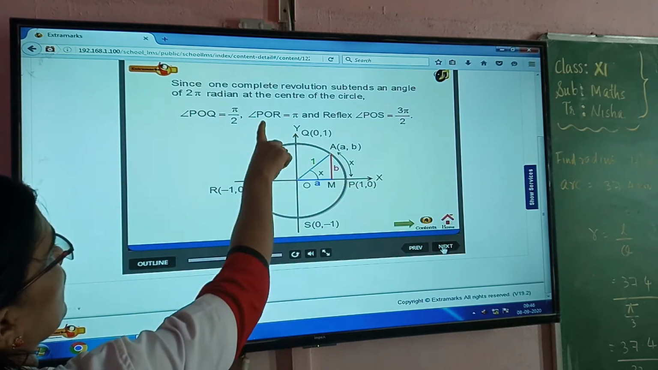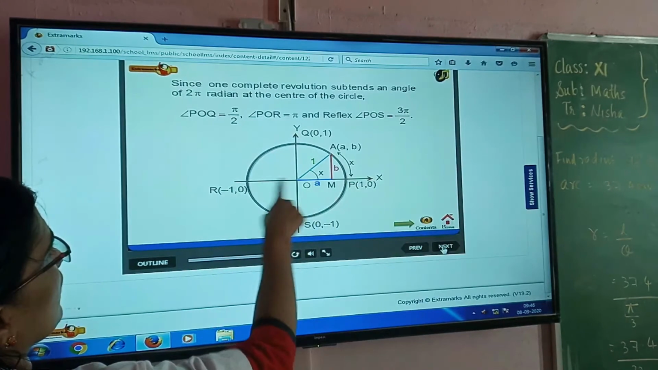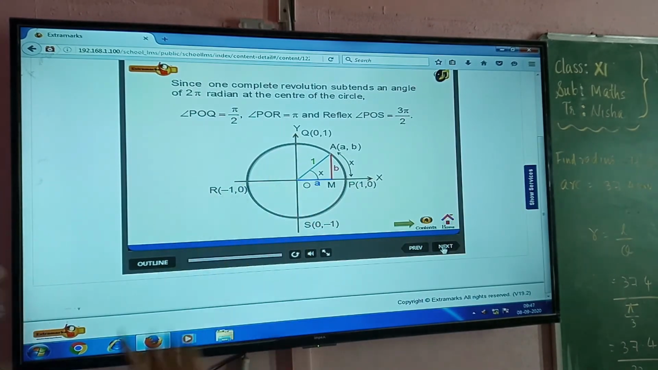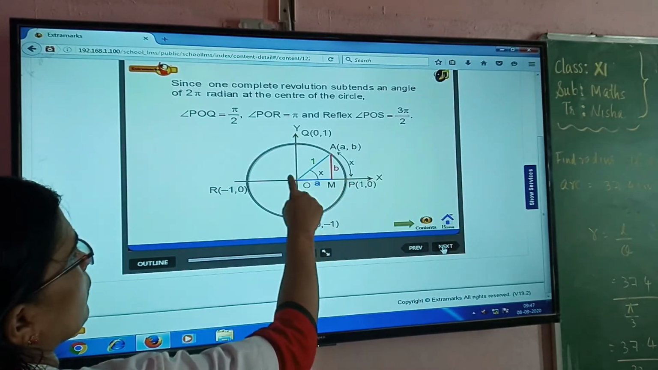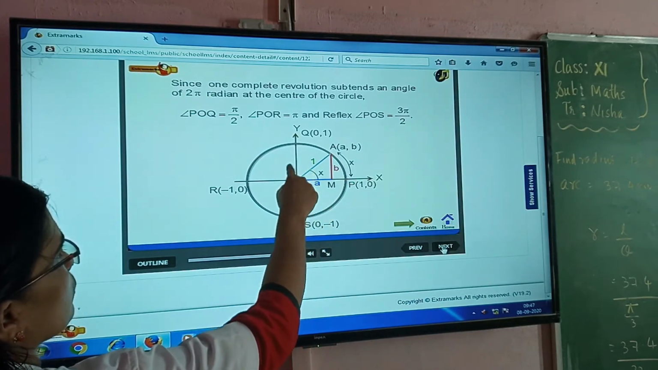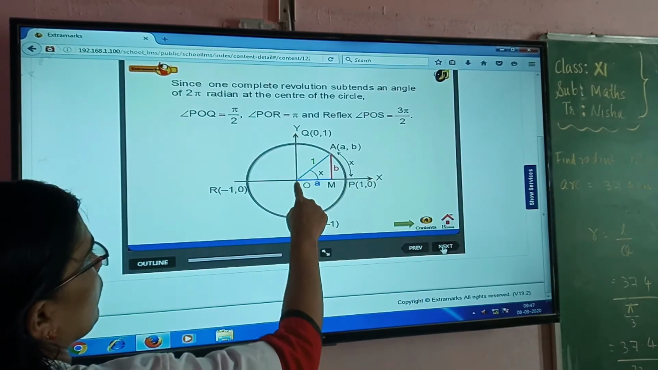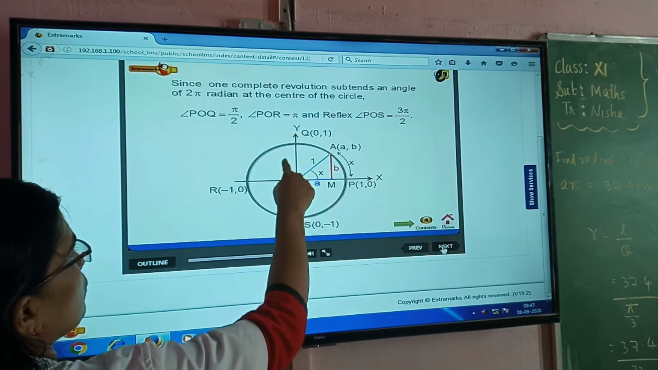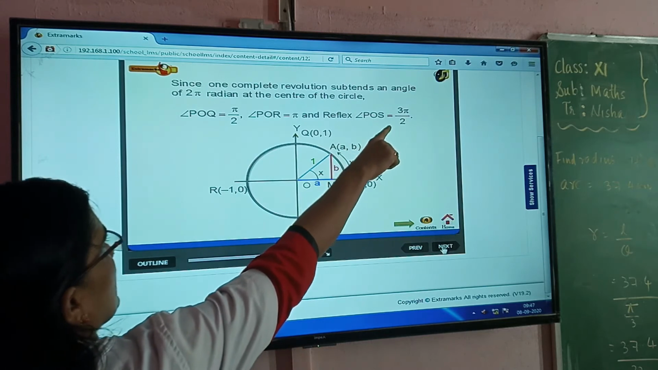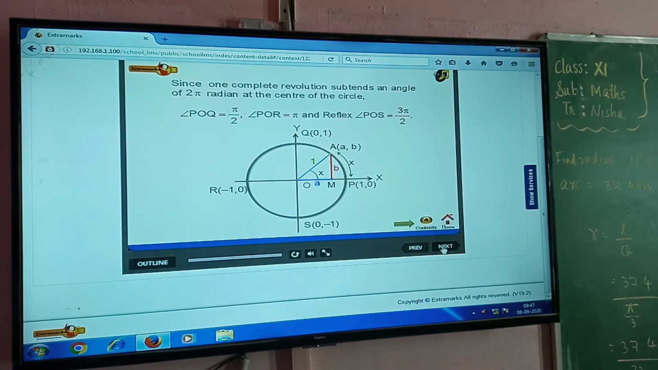POR will be straight angle, how much degree? 180 degree, how to write in radians? Pi. And reflex angle, angle POS. Can you identify POS? Okay, this angle POS will be 270 degree. How to convert into radians? 3 pi by 2. Figure is clear, children?